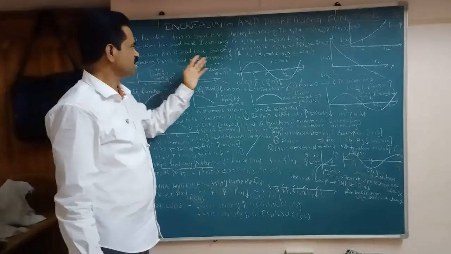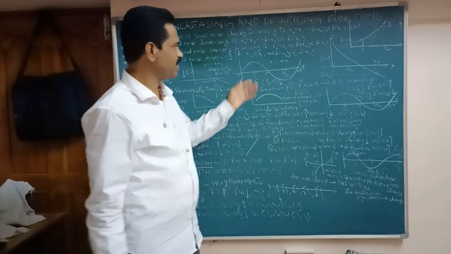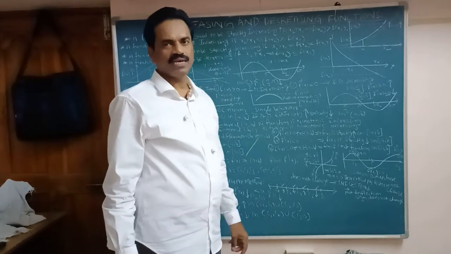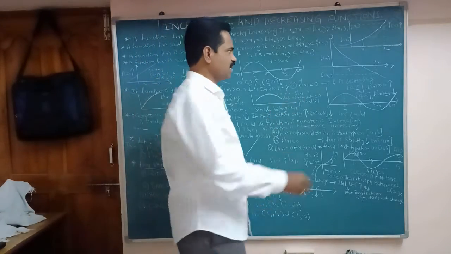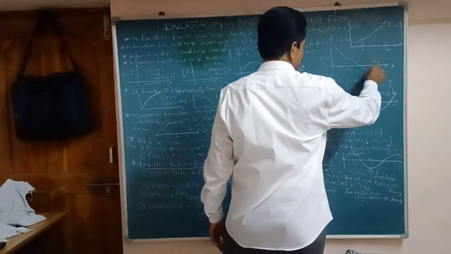A function f of x is said to be decreasing if x2 greater than x1 implies f of x2 less than or equal to f of x1. Same as before, only the curve changes and moves like this and goes like this.